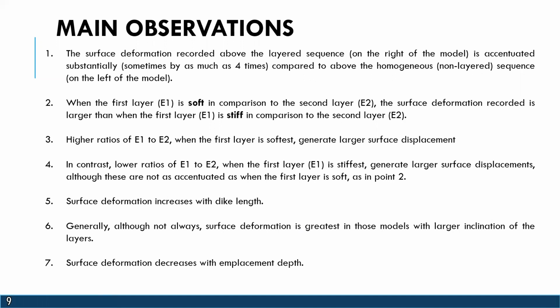Higher ratios of E1 to E2 when the first layer is softest generate larger surface displacement, and in contrast, lower ratios of E1 to E2 when the first layer is stiffest generate larger surface displacement, although these are not as accentuated as when the first layer is soft, as in point 2. And another general observation, surface deformation increases with dike length. Generally, but not always, surface deformation is greatest in those models with larger inclination of the layers, and surface deformation decreases with emplacement depth.